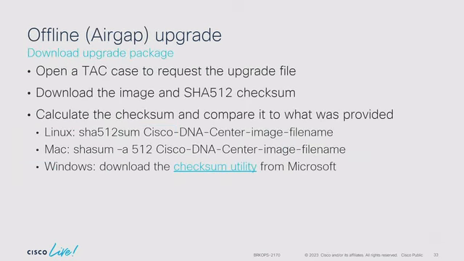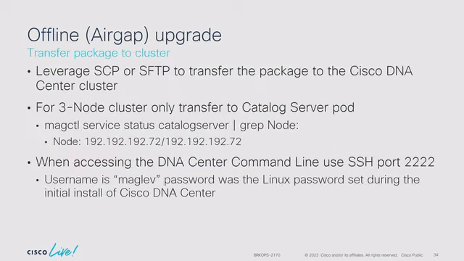So what about the offline upgrade? So that was for the online. By the way, a lot of steps that we did on the online, we will do in the offline as well. The extra steps will be to get the upgrade files. So here's how you open a TAC case and you request the upgrade file. Very good. And then you download the image and the checksum, and then you compare the image to the checksum to make sure that nothing went wrong when you were downloading it, right?